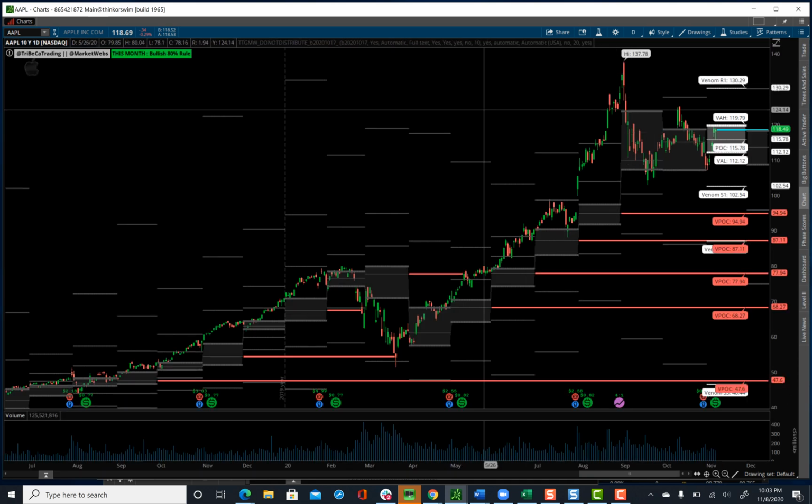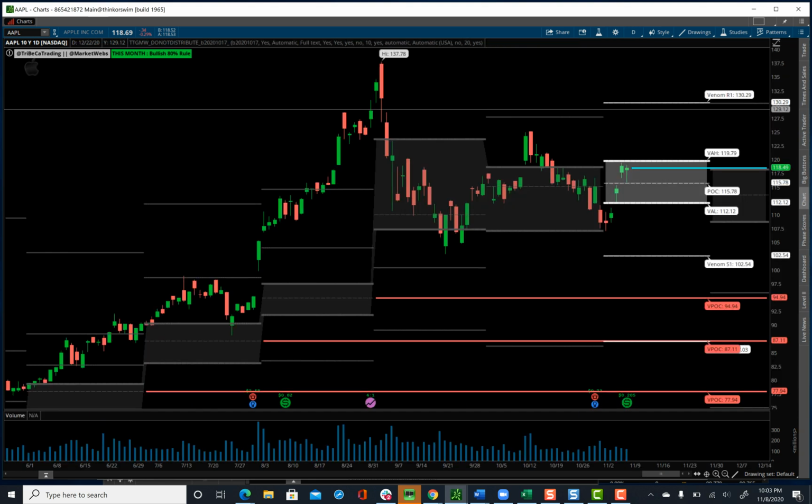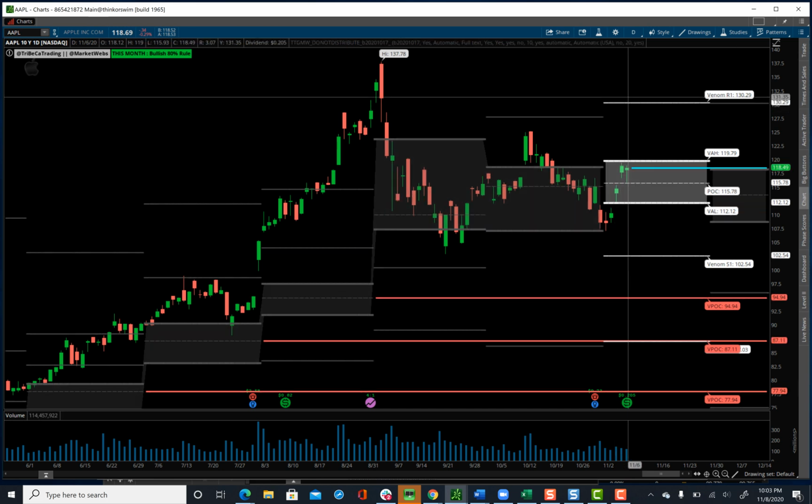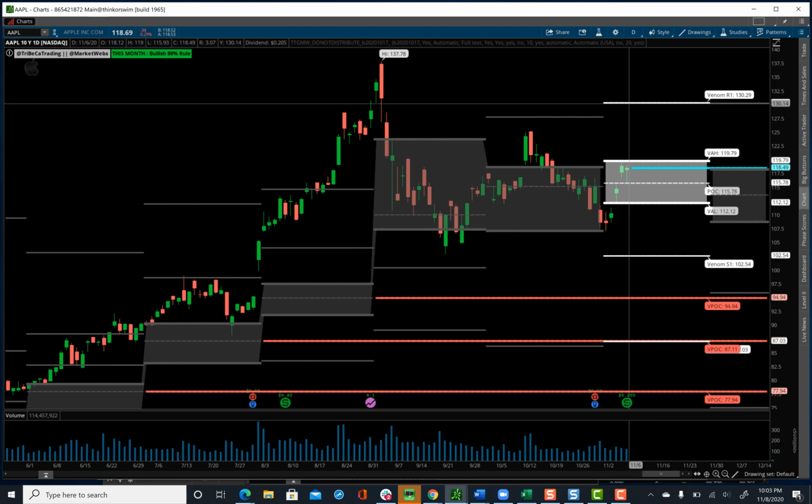Well, I am kind of bullish Apple long term. However, let's formulate an idea based on the technicals. All right, so 179.79 is the top of value for November. I would like to see a break above there, right? That's where I would establish a long position. Where would I take a target? Well, we've got an R1 Venom at 130.29.